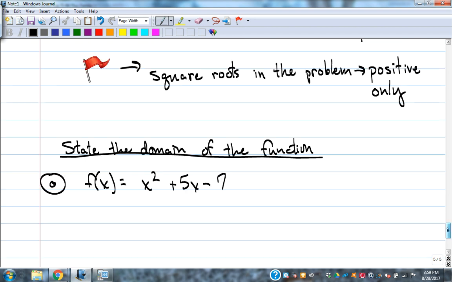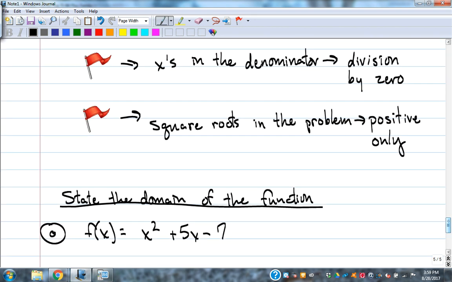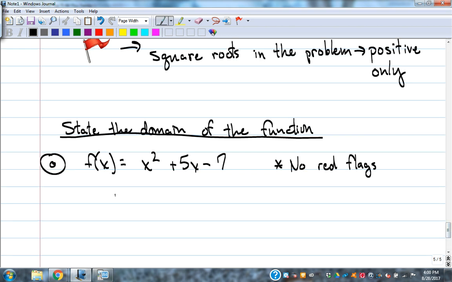Let's think, are there any red flags? The red flags could be an x in the denominator. Are there even any fractions here? That can't be a red flag then. Are there any square roots? No. So it can't have either of those red flags. So this means it has no red flags. So because there are no red flags, and I'm just writing this down so that maybe that helps us remember, there's no red flags. The domain would be x such that x is a real number.